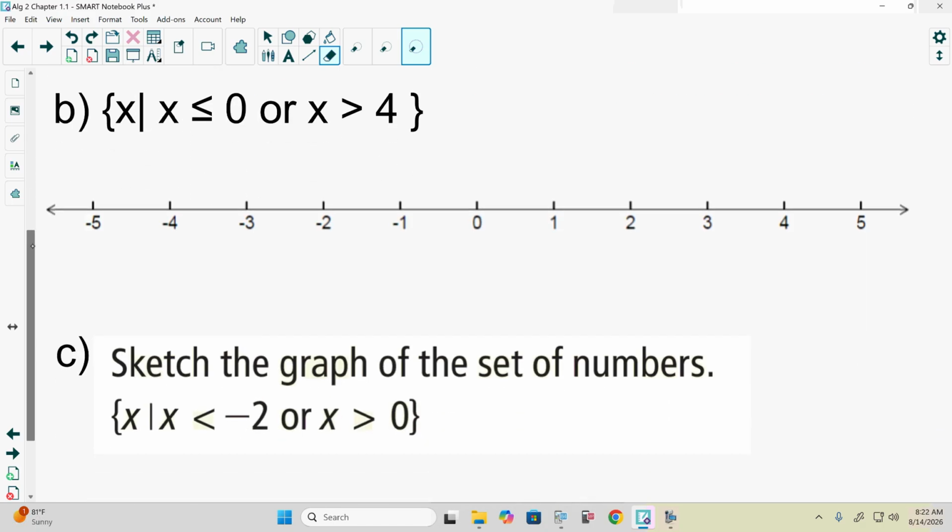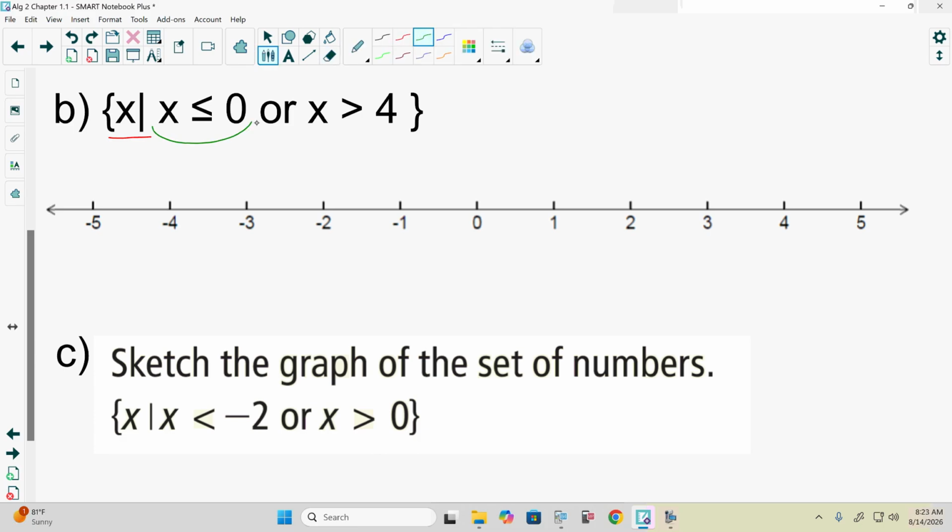B, again, set of all real numbers x such that x is less than or equal to 0 or x is greater than 4. This one here is a compound inequality. We have 2 different statements. Both of them are unbounded, so they have one endpoint and continue on forever. With or statements, we'll do it one at a time.